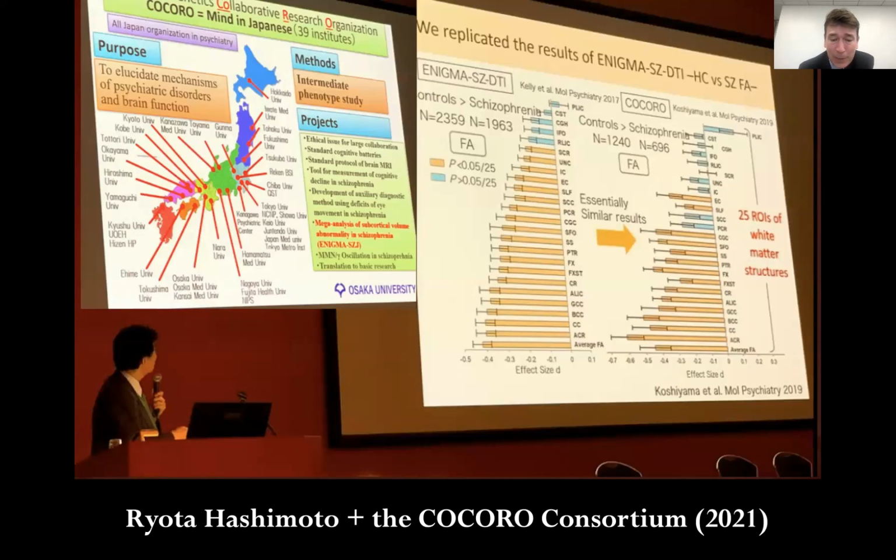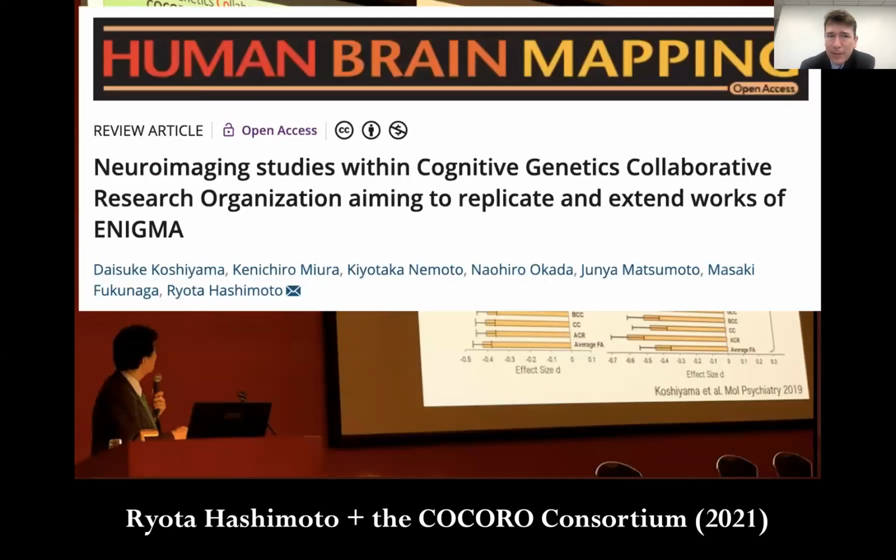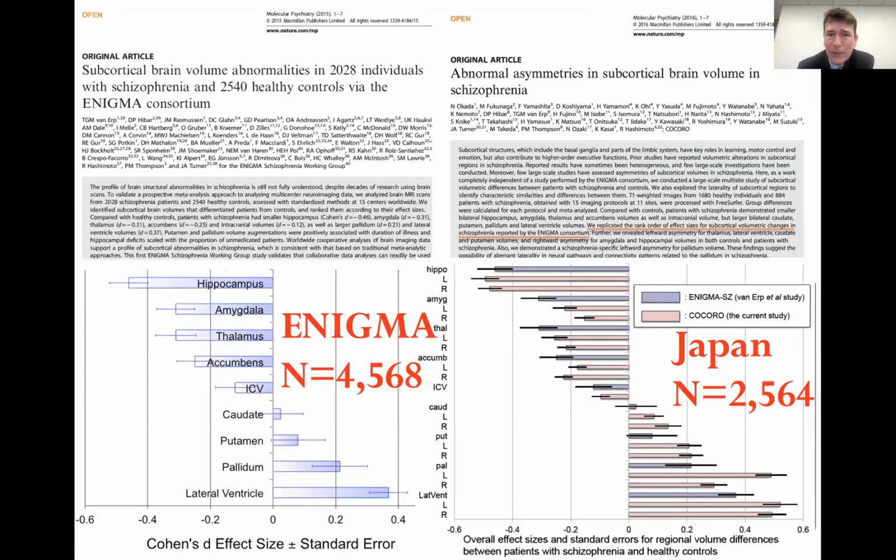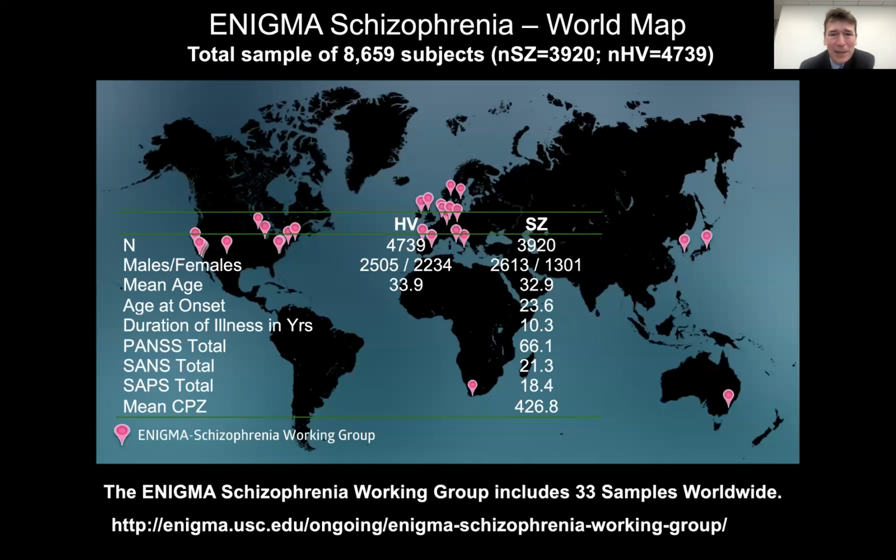It was led by Ryota Hashimoto in the Kokoro Consortium in Japan. Exactly the same pattern of results was found. And so what's interesting is if you rank the brain metrics for effect sizes for differences, in this case in schizophrenia, the rank order of brain measures, these are subcortical volume measures, is found to be almost exactly the same, whether the study is done across ENIGMA or on independent data from Japan. That's very interesting that it replicates so well.